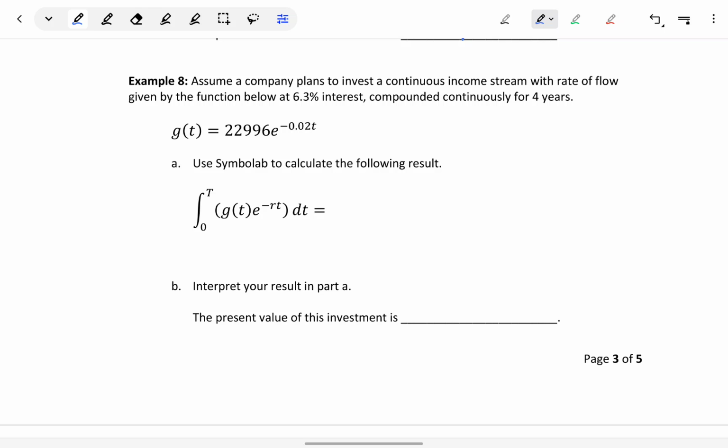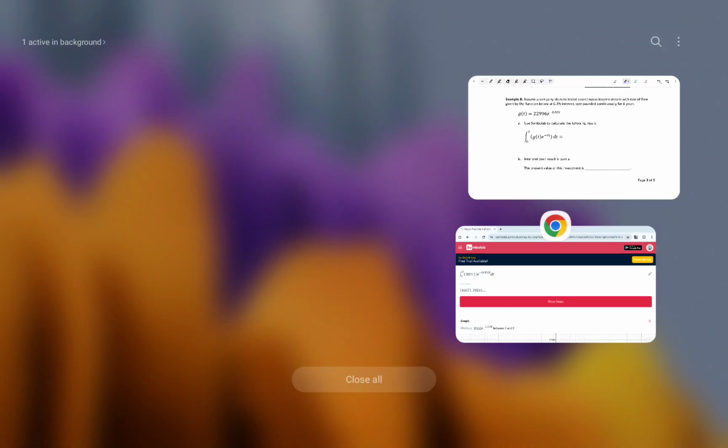In example 8, we want to work pretty much the same problem, but now we're given a rate of flow that is a variable function. We'll still apply that same formula where capital T represents the time, which in this case is 4 years, r represents our interest rate, and g of t will be this given function, that rate of flow.